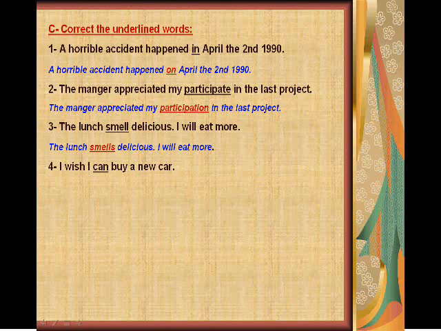Number 4, I wish I can buy a new car. Can is wrong. Okay, you tell me how to correct that. Remember, we have the verb here, wish. Very good. It will be, I wish I could buy a new car. Try always to use with wish, past simple or past perfect. Okay, this is a tip.